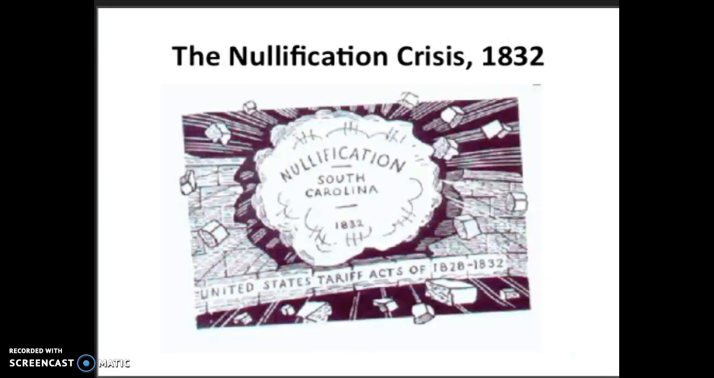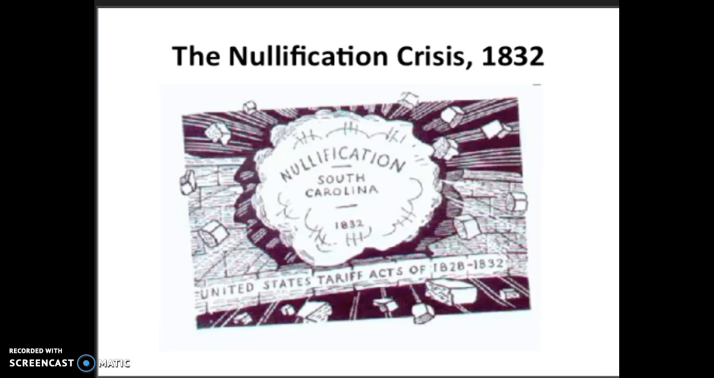So we have what becomes known as the Nullification Crisis of 1832. Notice the main state here is South Carolina. South Carolina refused to pay the tariff of 1828 and then again the tariff that Congress imposed in 1832. South Carolina held a state convention where they adopted the Ordinance of Nullification, declaring the tariffs of 1828 and 1832 null and void. Furthermore, South Carolina threatened secession if federal troops tried to collect the tariffs.